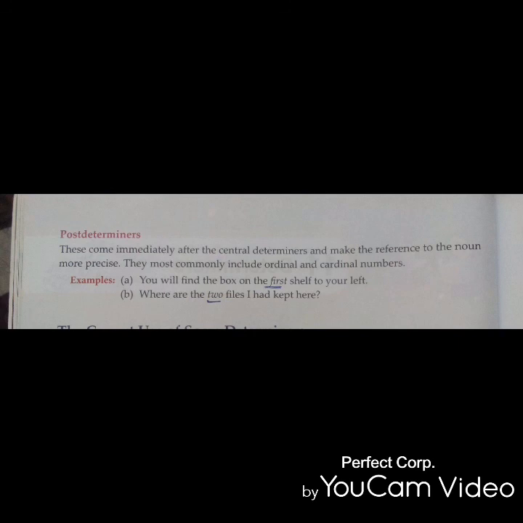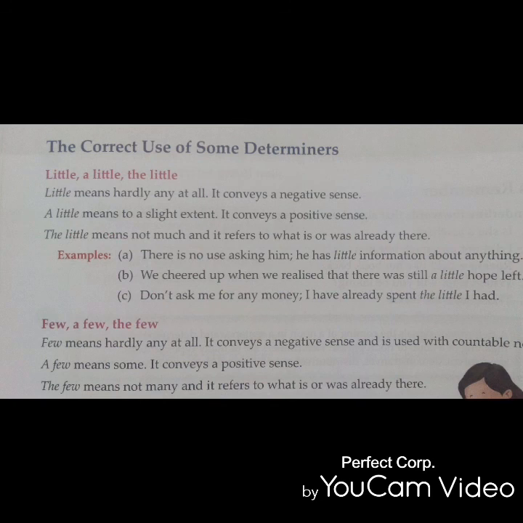These are three types of determiners. They come in the sentence before a noun and after a noun. The use of determiners: number one, little, a little, the little. What is the difference between little and a little?